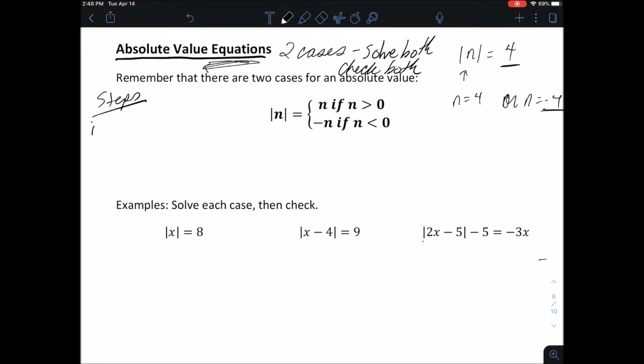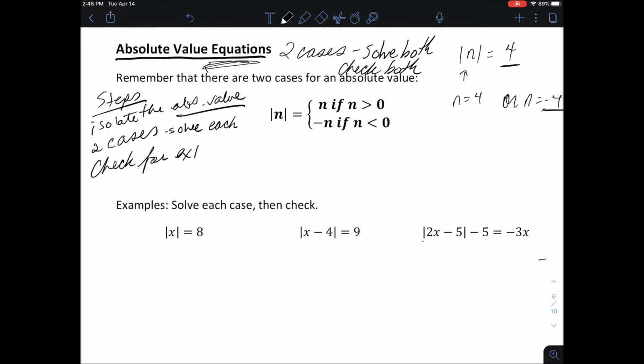Okay, so what we want to do, our steps for solving these, we want to isolate the absolute value expression, which I'm just going to abbreviate like that. Then I want to set up my two cases and solve each. And then I want to check for extraneous solutions. And when I check for extraneous solutions, this happens in the original. So now I'm using all caps, but I want to be really clear about that.